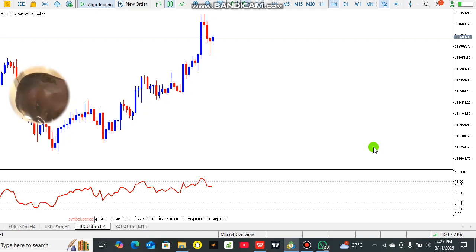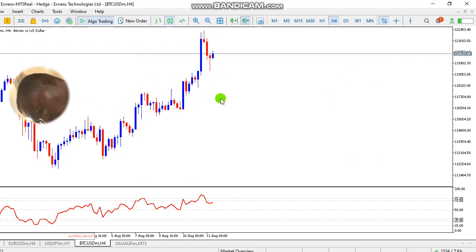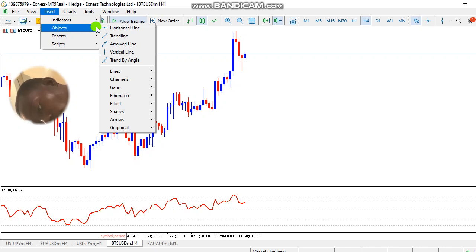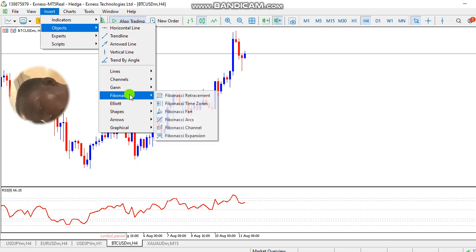So the Fibonacci tool. First of all, we will have to add the Fibonacci tool to our chart. This is the MT5 app on my laptop, and if you want to add the Fibonacci tool, you click on insert, then you click on object, then you select Fibonacci. Now we have different types of Fibonacci. In this video, we're going to talk about the Fibonacci retracement tool.